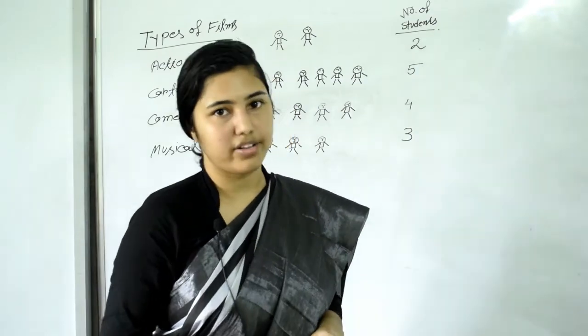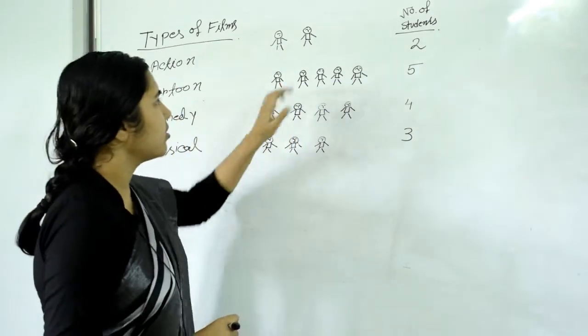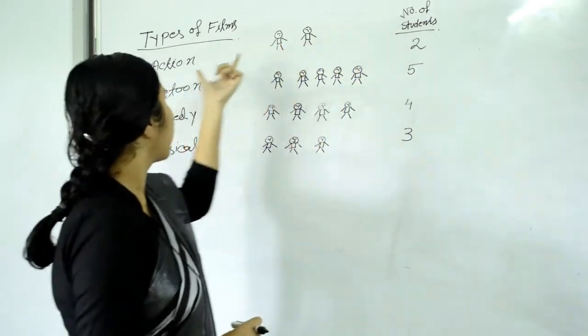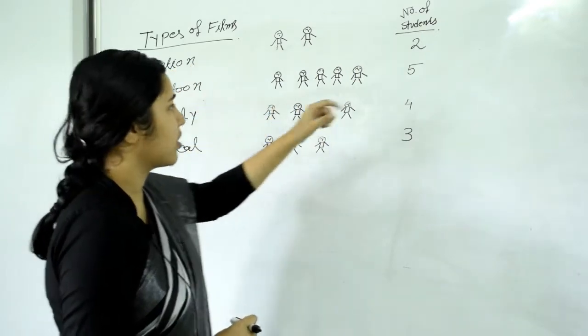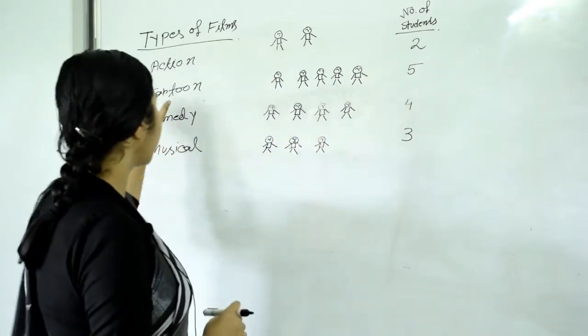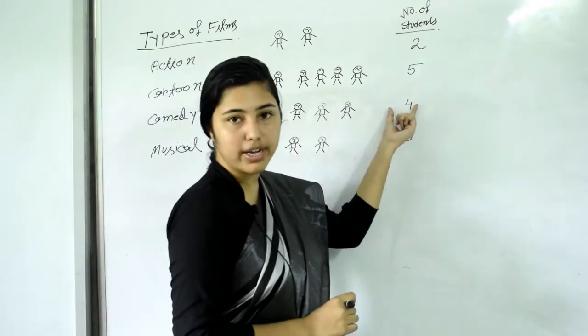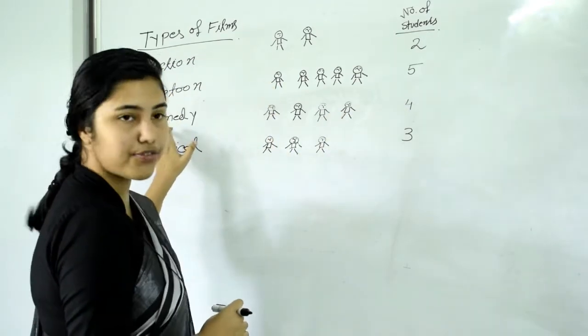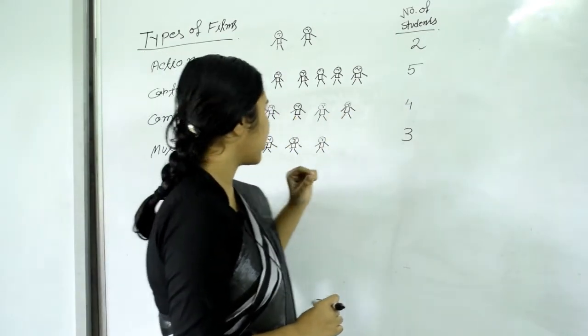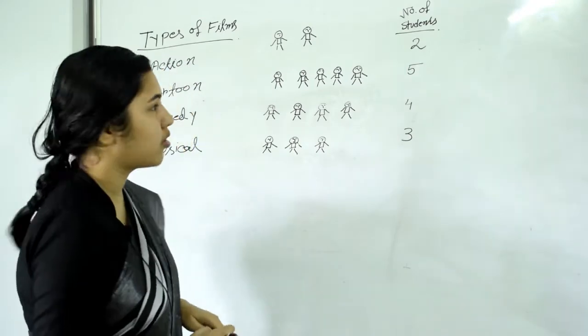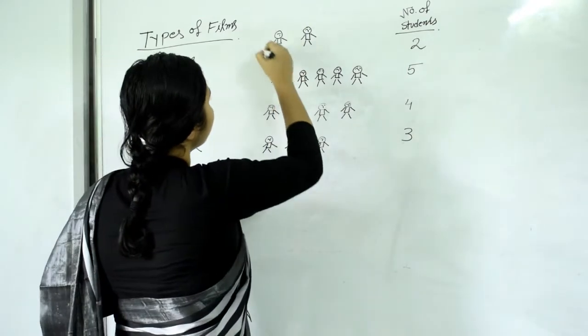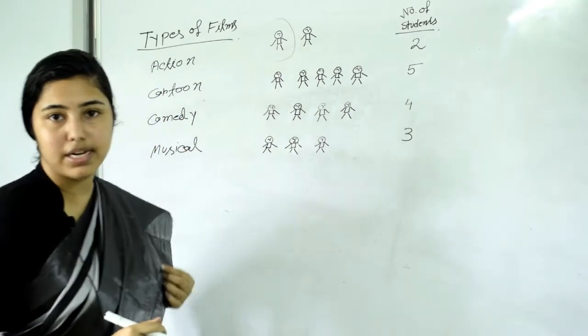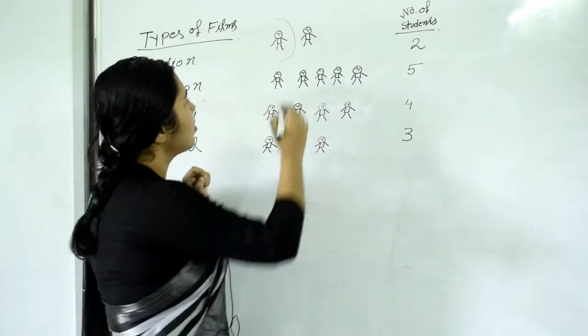Now consider another example. Here 2 students like action films, 5 students like cartoon, 4 students like comedy films and 3 students like musical. Okay. So here one picture represents one student.